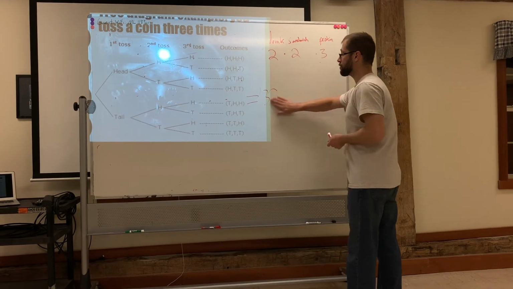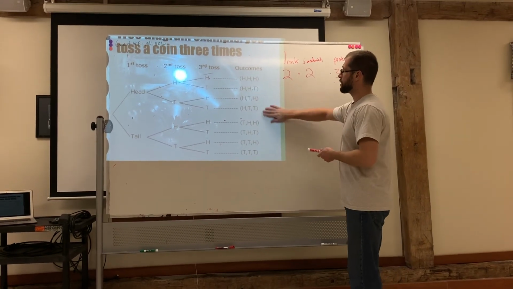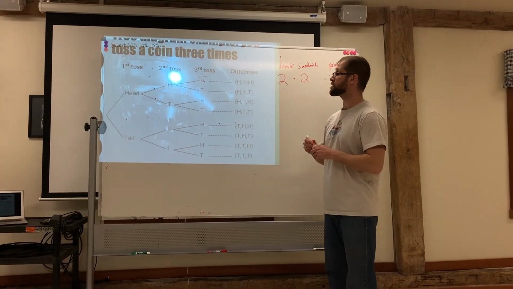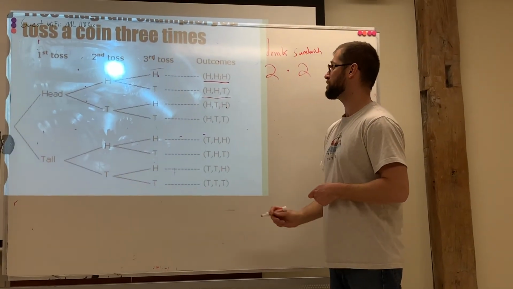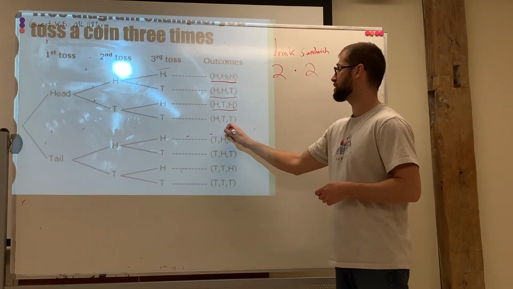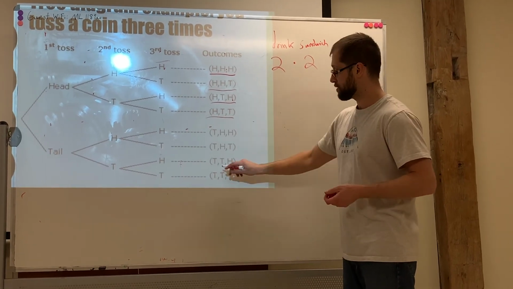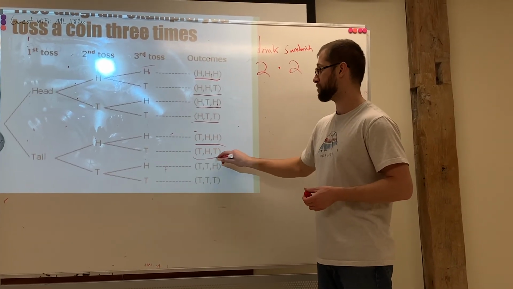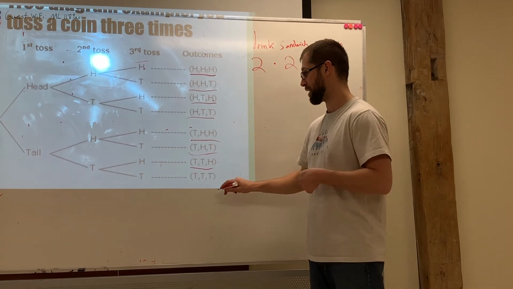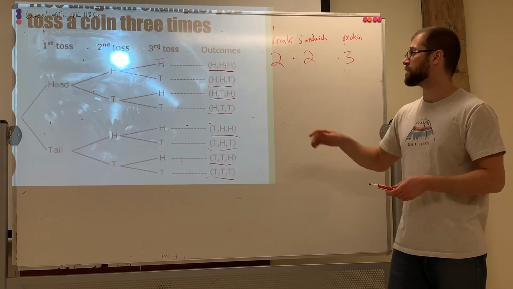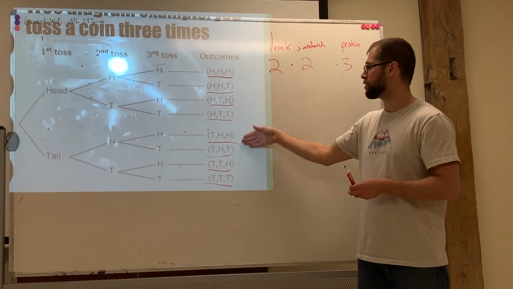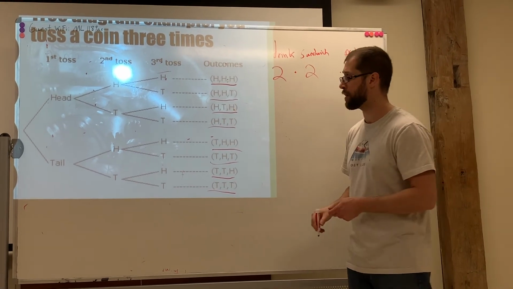Now, we've got everything broken down, and we can count our outcomes. We could list the actual outcomes. 3 heads. The first 2 are heads and then tails. Heads, tails, heads. Heads, tails, tails. Tails, heads, heads. Tails, heads, tails. Tails, tails, heads. And tails, tails, tails. That's the benefit of the whole tree diagram, it really gives us a full understanding of what's going on.